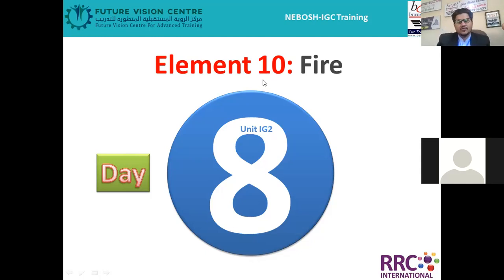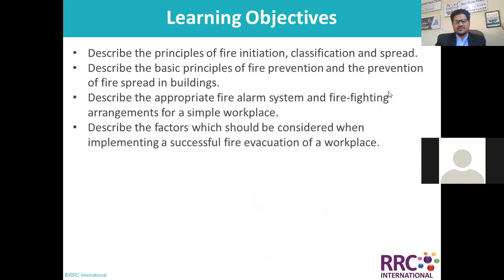Before we move on, let's try to understand the key objectives, what we are going to learn and discuss. We're going to discuss the principles of fire initiation, classification and spread. What are the basic principles of fire prevention? And we all know prevention is better than cure. So the question should come to our mind: which system is better, fire protection or fire prevention?